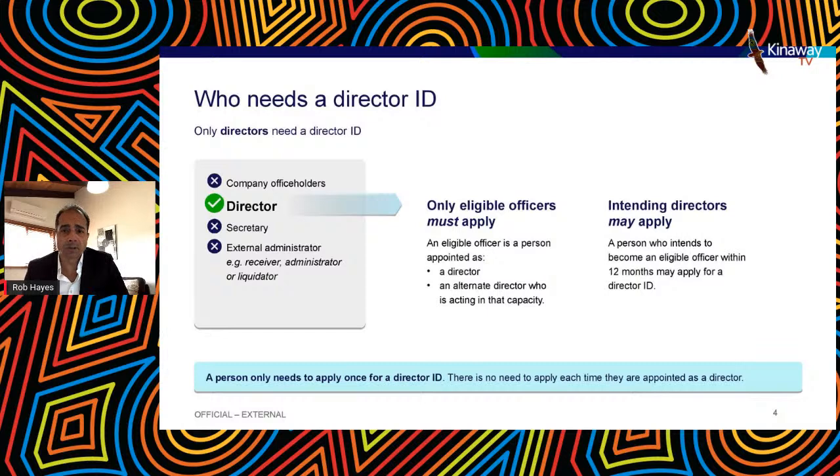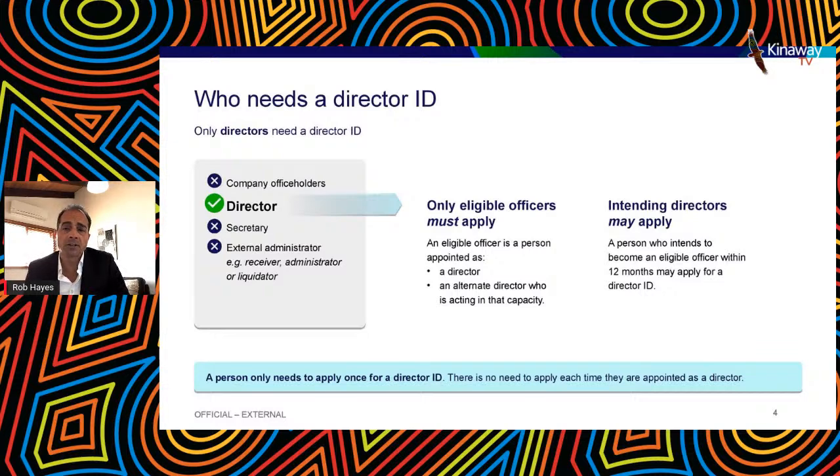So who needs a Director ID? Directors are the only people who are required to apply for a Director Identification Number. It is not needed for external administrators, members of boards, public officers, secretaries, or those who are not holding the office of a director. The Director Identification Number is specific and unique for directors only.